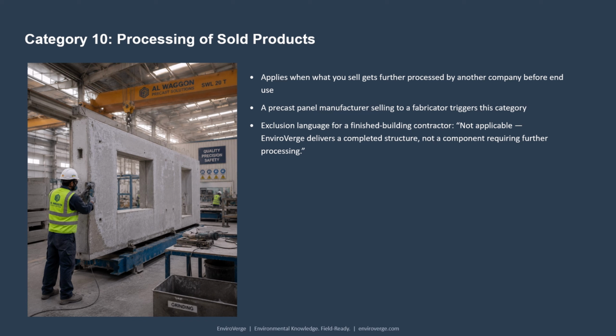Category 10 applies when what you sell gets further processed by another company before end use. A precast panel manufacturer selling to a fabricator triggers this. For a contractor delivering a finished building, here's exclusion language you can use directly. Not applicable. We deliver a completed structure, not a component requiring further processing.